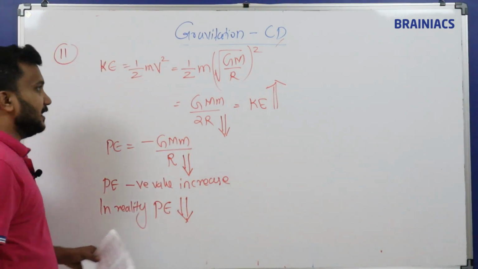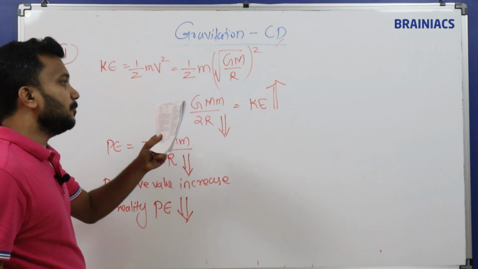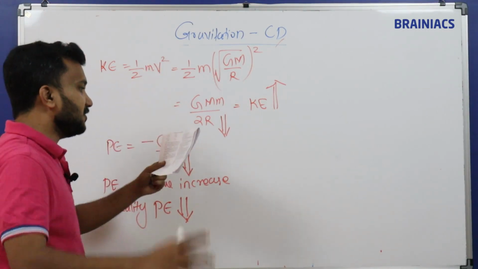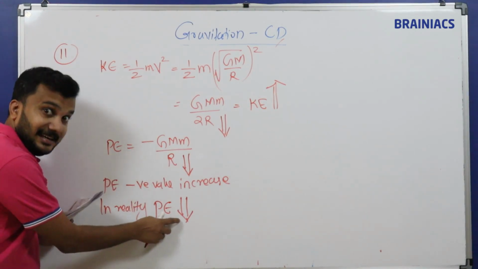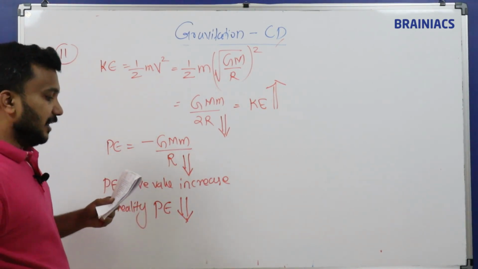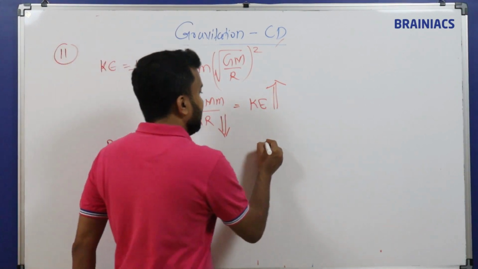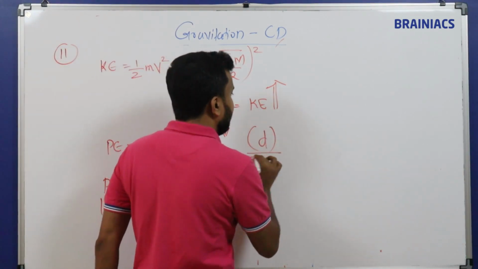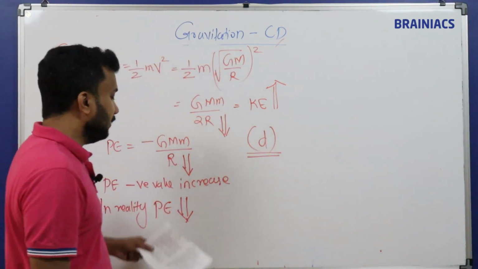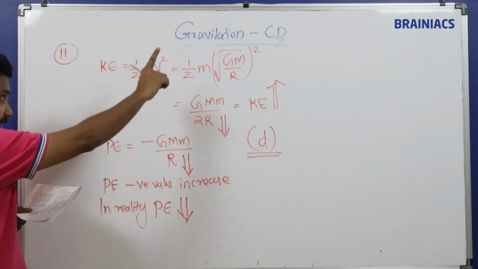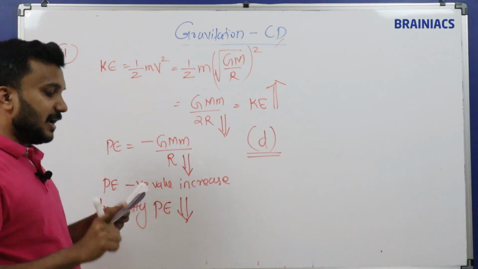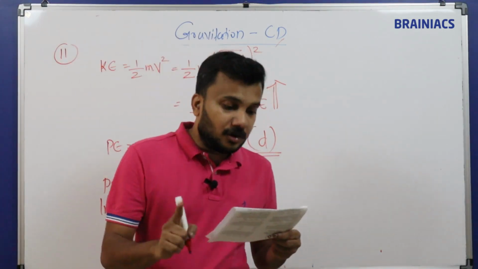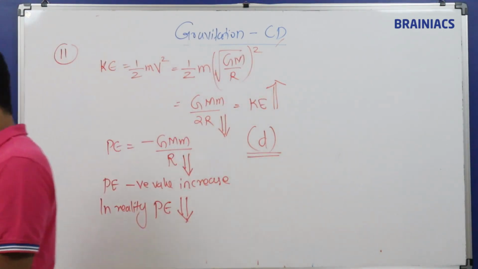For potential energy decreases, kinetic energy increases. Option A, kinetic energy decreases. Wrong answer. Potential energy increases. No, potential energy decreases. Both A and B are wrong. So the answer is option D, the right answer: kinetic energy increases, potential energy decreases. So A and B both are the wrong answer for the 11th question.